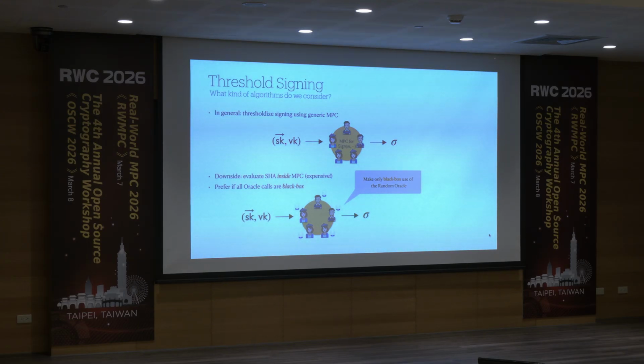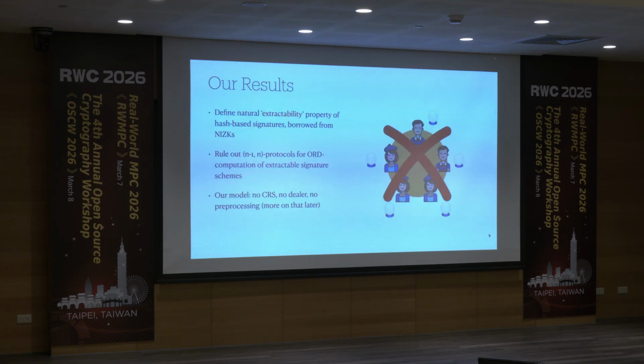In general, we prefer if all of our Oracle calls are black box, which means that the Oracle calls are simply made by each of the individual parties during signing, and in that case we can get significantly more efficient MPC protocols. So the setting we're going to be studying is one in which parties make only black box use of the random oracle, and in particular we call this oracle respecting distributed computation.